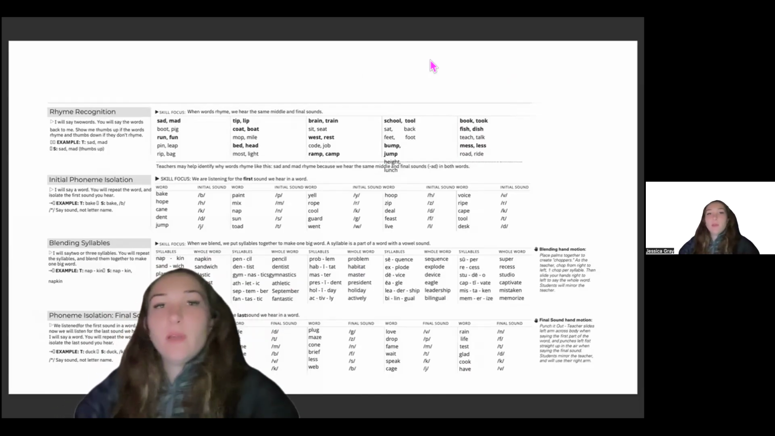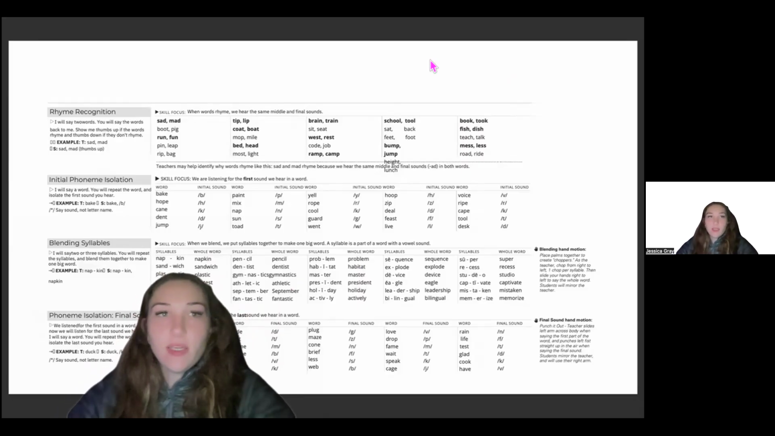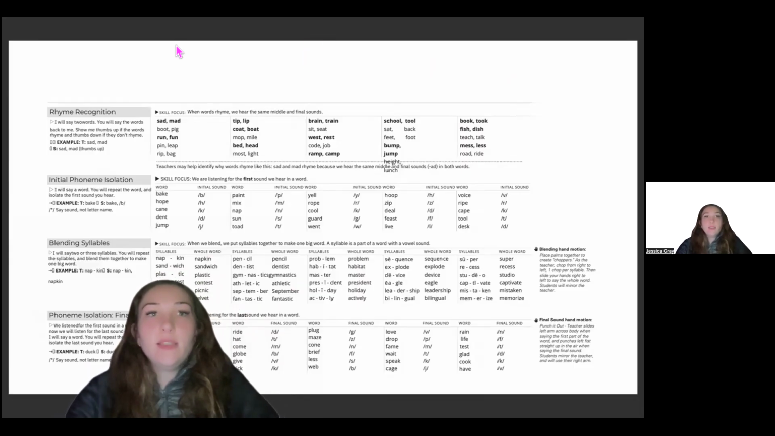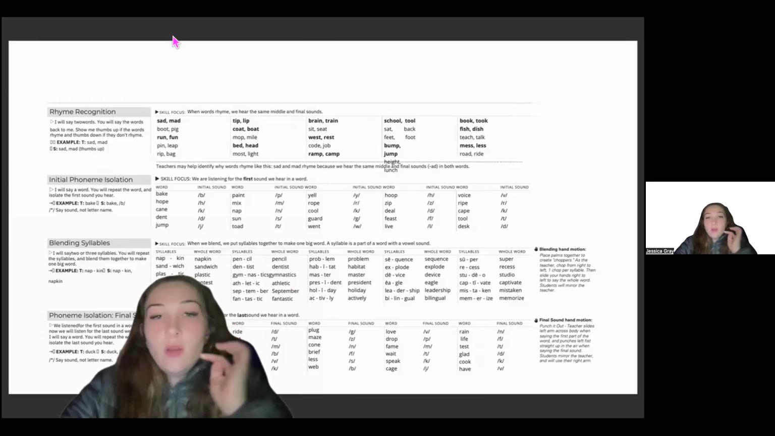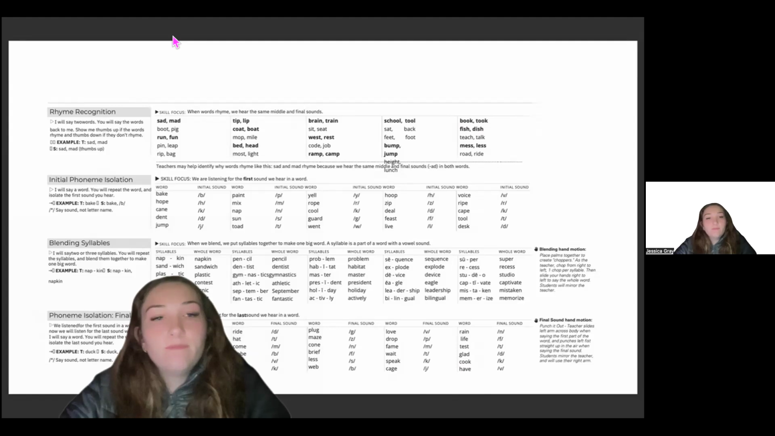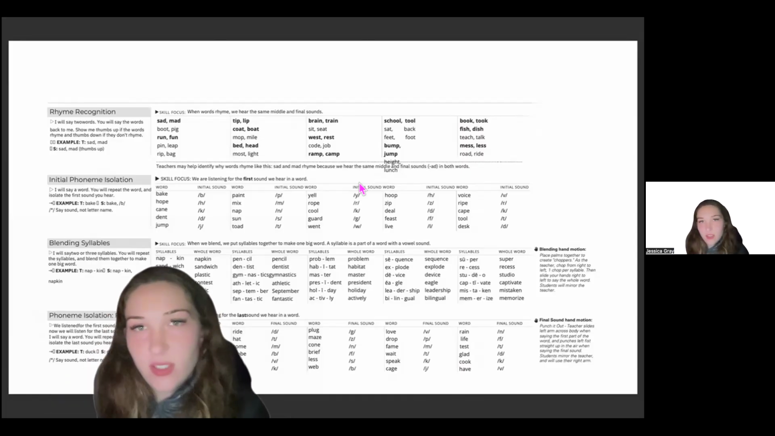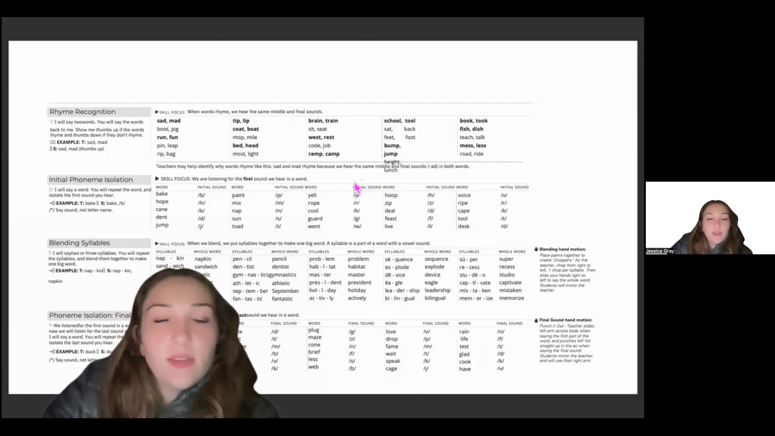So for the rhyme recognition, I will say two words. You will say the words back to me. Show me thumbs up if the words rhyme and thumbs down if they don't rhyme. This is a very quick way to get students to learn, and they get really excited about doing this. So it's a nice lesson plan, and it's a daily thing. I just thought this would be a good example since we are doing phonological awareness.